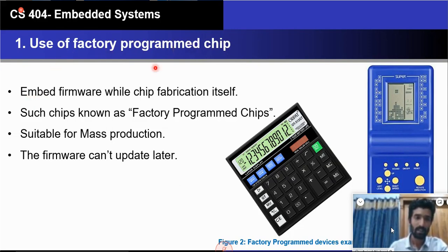In this, we will embed the firmware into the memory chip during the fabrication of the chip itself. I'll repeat, during the manufacture of the hardware, the firmware will be fabricated itself. Such chips are also known as factory programmed chips, and this is only suitable for mass production. The important point to be noted is that we can't update the firmware later because there is no external interface for the device to the outside. Only the buttons, and all the features can be used by the user. So this is the first approach.